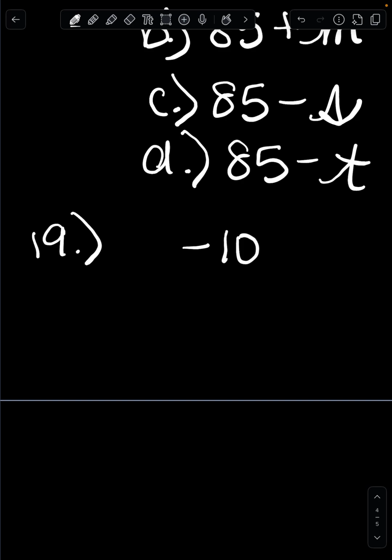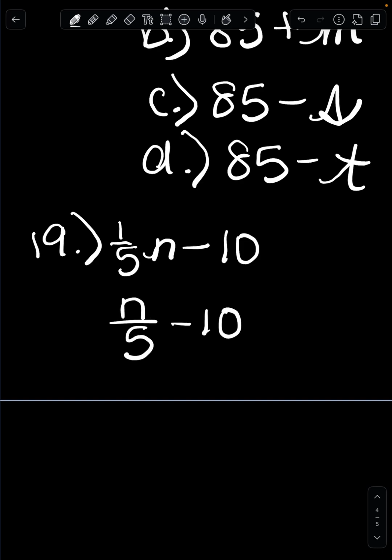So we're 10 less than something. This time it happens to be 1/5 of a number. So you can write it like this, 1/5 of n. That's okay. I think the best thing to do would say n over 5 minus 10.